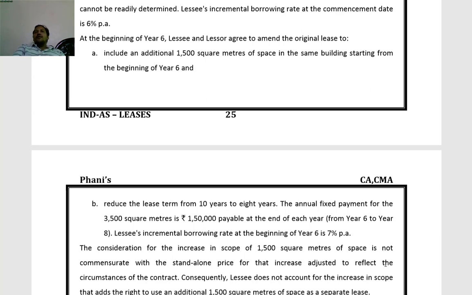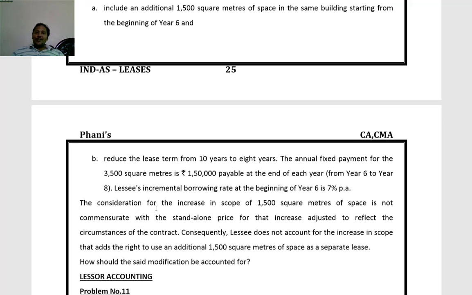Now with respect to increase in scope, if two conditions are fulfilled, one is increase in scope and the second condition is commensurate increase in consideration. If both are fulfilled, then we have to treat it as a separate lease agreement. Separate lease we have to consider, and the principles are just initial measurement principles, the same principles we have to apply. Now see the additional sentence. The consideration for increase in scope of 1500 square meters of space is not commensurate with the standalone price for that increase, adjusted to reflect the circumstance of the contract.